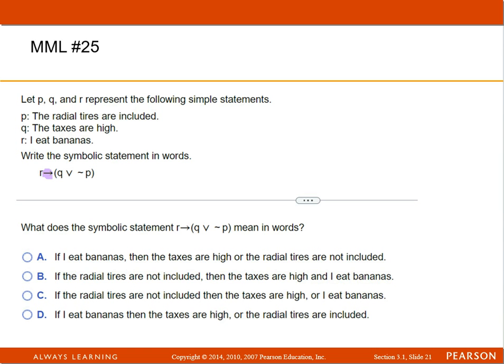Now, when I look at all my choices, they all have an if-then in there, so that's not helping me whatsoever. But the R is in front of the arrow, so your sentences should start with if I eat bananas.